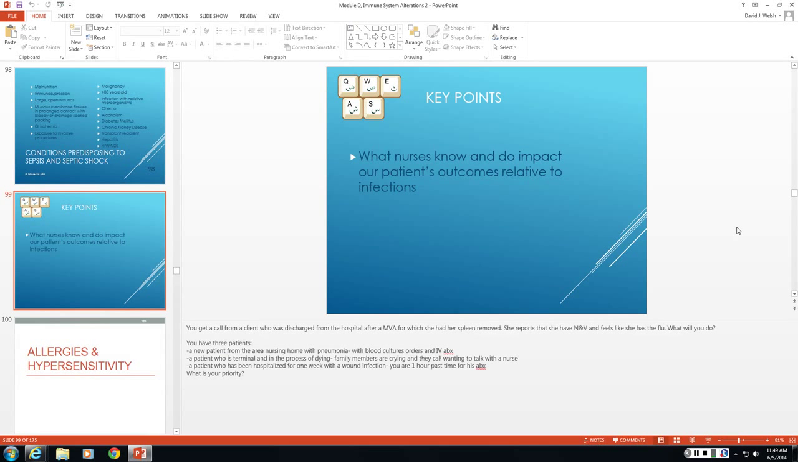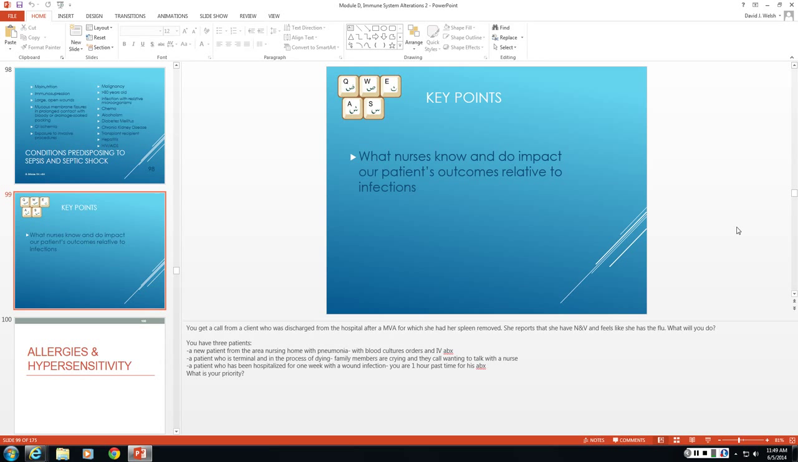So, some key points: what a nurse knows and does impacts our patients' outcomes relative to infections. So you get a call from a patient who was diagnosed in the hospital after an MVA, and she had her spleen removed. She reports she's having nausea and vomiting, and she feels like she has the flu. What are you going to do about that?